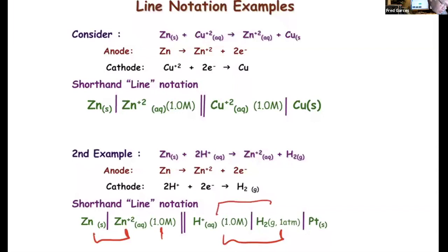Here we have H plus going to H2. We have an inert electrode. That could be platinum or it could be copper graphite. Notice that I have a line here, meaning that there's a phase boundary between this aqueous and this gas. And then I have a line here because I have a gas and a solid. So there are 3 vertical lines, and then of course the salt bridge. So that would be the line notation for that cell.